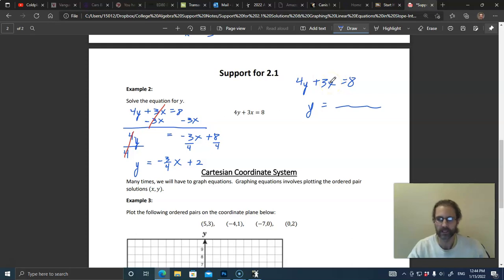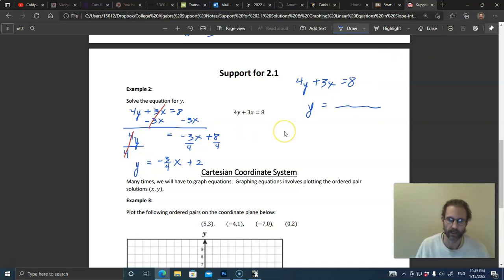Okay? We didn't violate any laws here. Whatever value for x and y would make this top equation true, those same numbers will make this bottom equation true. The relationship between x and y is the same in both of these. But when the equation is written like this, when it's solved for y, it makes it easier to graph. And that's why we need to know how to do this.